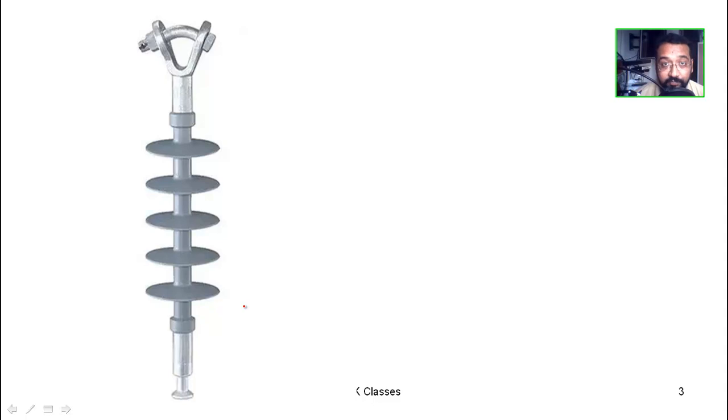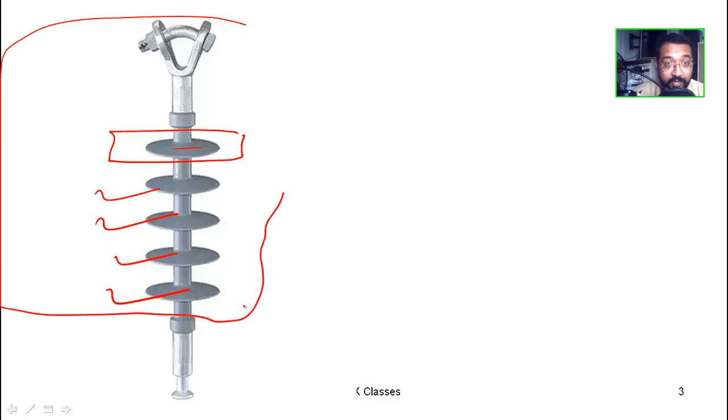The first time you see this structure, it looks more like a spring. You know why this looks like a spring? Because many discs are involved in this. That's why when you look at it from far away, it looks like a spring, but it is not. I will make it clear what this is. This is actually an insulator, this entire thing is an insulator. The number of discs may vary from voltage to voltage.